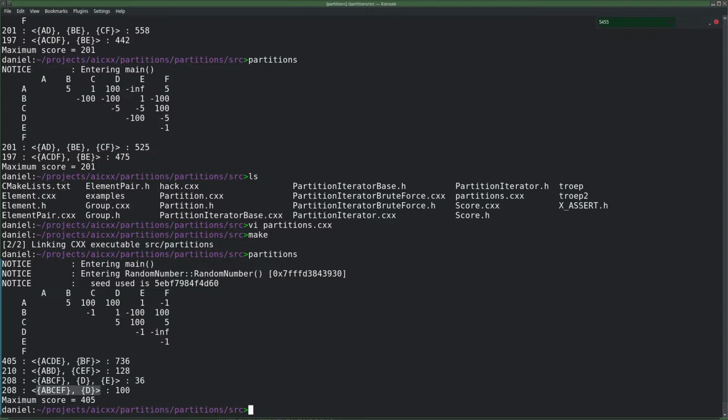That is, we could try BF as a pair out of it, and then either include it with the D or put it on its own. But I'm not sure if the score will be higher than 208 in that case.